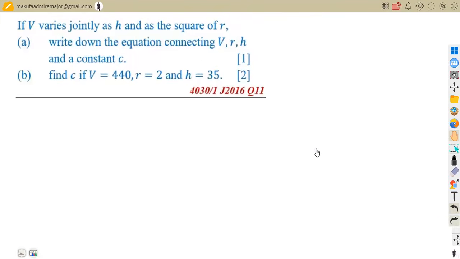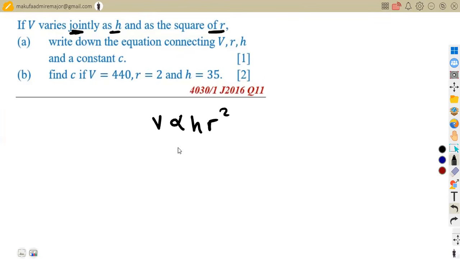All right. Then the other part we are given V varies jointly as H and the square of R. So that is V. All this is direct. We are not given anything that is inverse. So it's a combination of 2 direct variations, but giving us a joint variation: V varies jointly as H and the square of R like this.